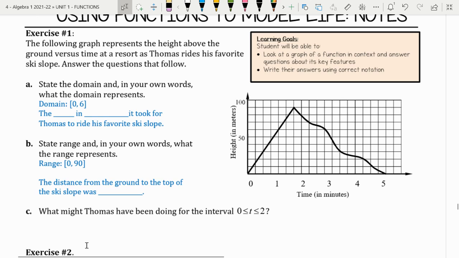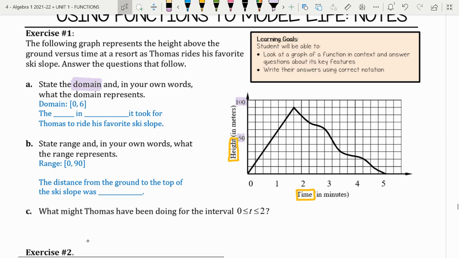So we're looking at the height above the ground versus time. Always when I'm looking at these, I will always bring my attention to the axes. So time is modeled on the x-axis while my height is modeled on the y-axis. And he's riding his favorite ski slope. So the first question says, state the domain.